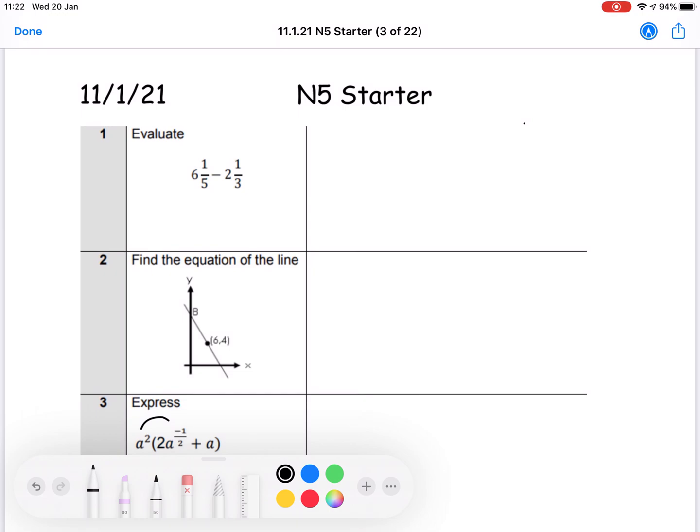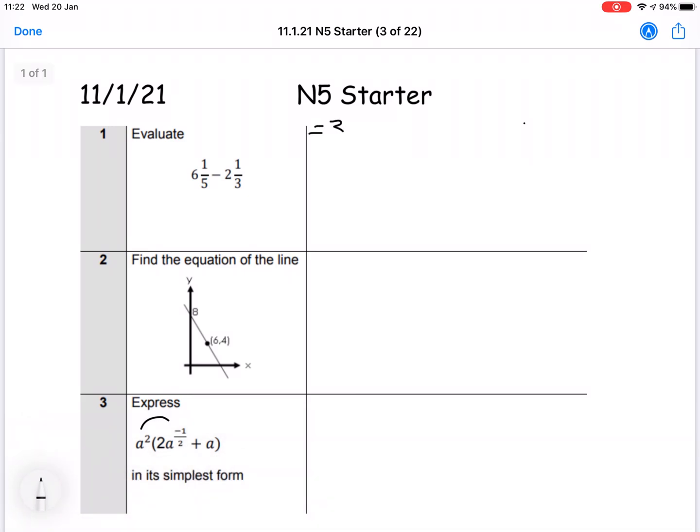So your first one here, we've got 6 1/5. So we take the whole number and we multiply by the denominator. So we do 6 times 5, which is 30. And then we add our numerator, so we add on that 1. So that's going to give us 31/5. And then for the second one, we've got 2 1/3.